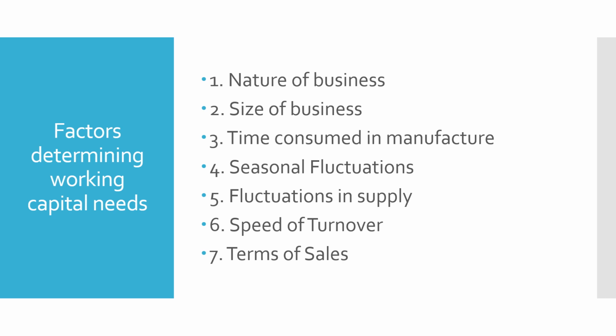In the case of public utility concerns like railways and electricity, most of the transactions are on cash basis. Further, they do not require large inventories. Hence, working capital requirements are low. On the other hand, manufacturing and trading concerns require more working capital since they have to invest heavily in inventories and debtors. Then the second one is size of business.